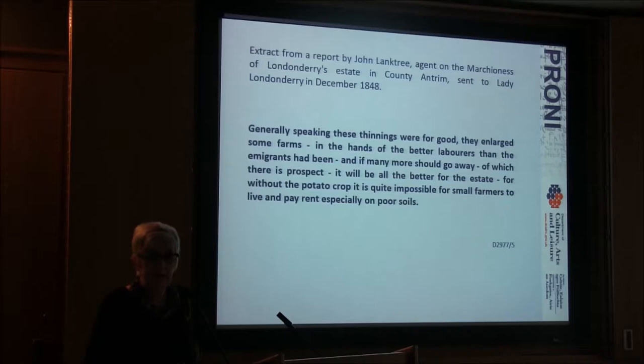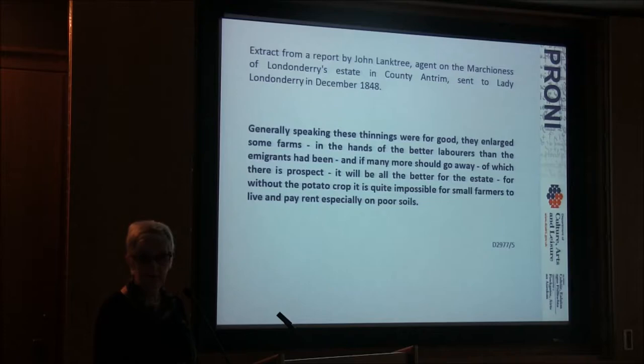And if many more should go away, of which there is prospect, it would be all the better for the estate. For without the potato crop, it is quite impossible for small farmers to live and pay rent, especially on poor soils. So basically, you can see that even the agents were thinking that the poorer farmers getting away from the land was a good thing, but it wasn't really affecting the aristocracy. In fact, the rich just got richer. Isn't that amazing? So that was the aristocracy, I'd say, happy enough.